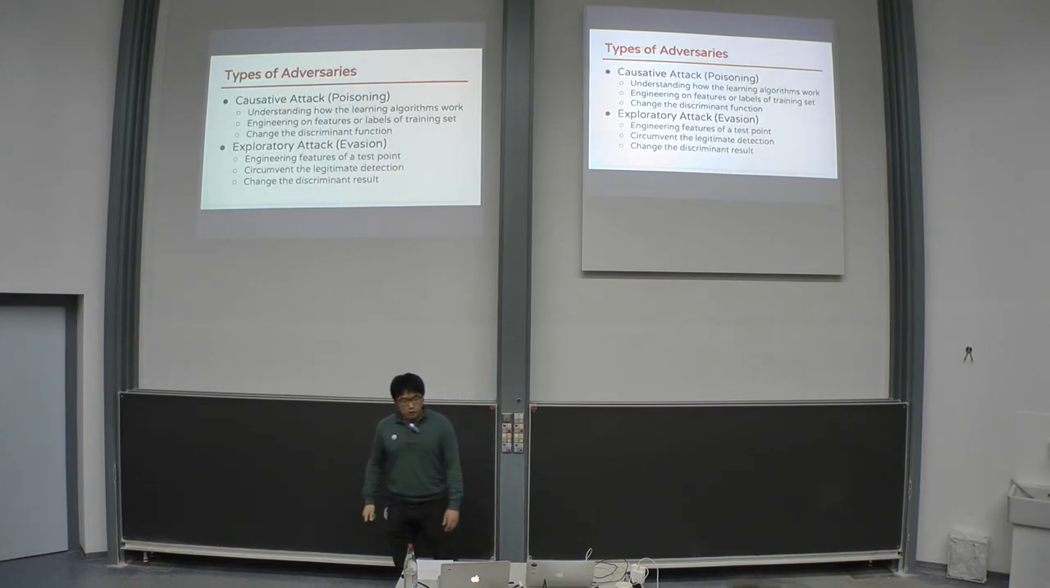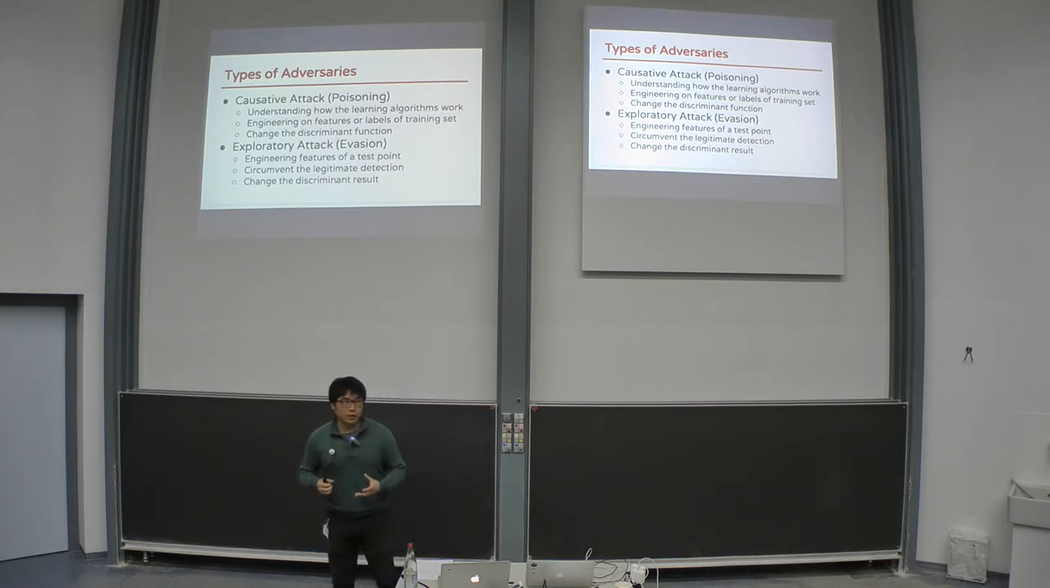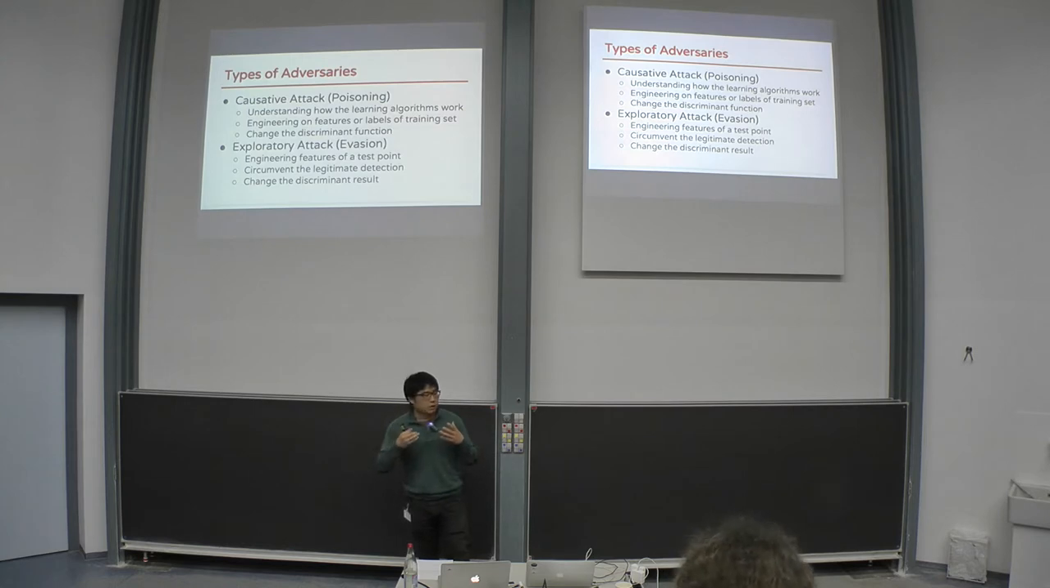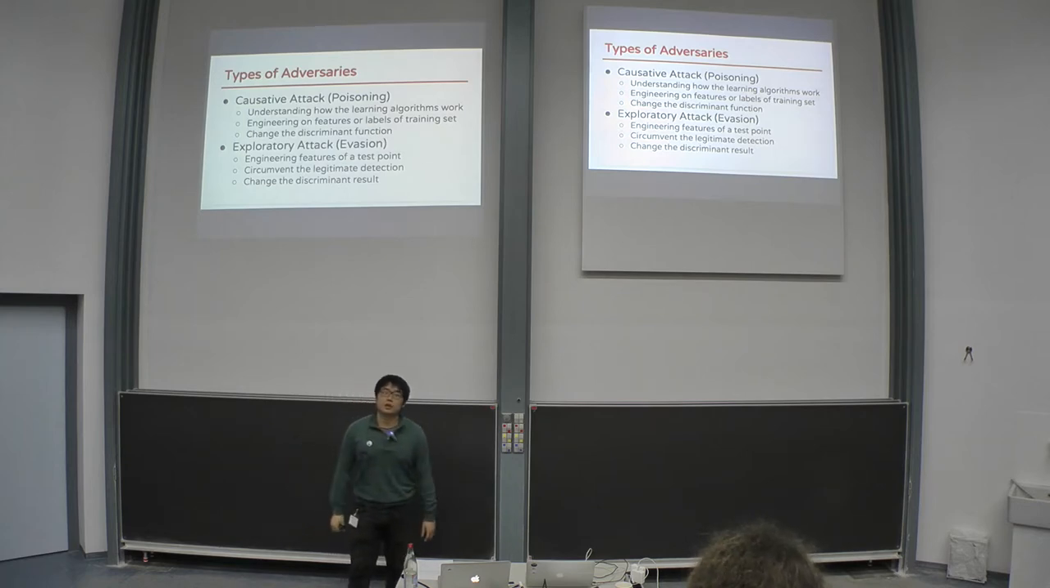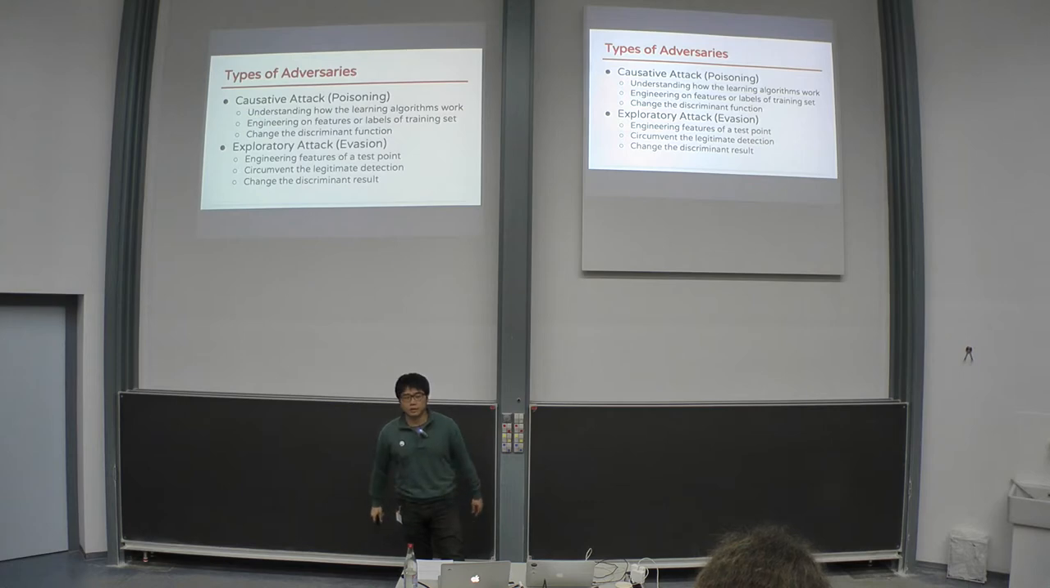So we already talked about it before. We have causative attack and exploratory attack. Just a few words more. The poisoning is what we are referring to as causative attack. The causative attack is, we now want to discover and investigate how our machine learning algorithm works. And then we can do engineering either on features or on the labels of training sets. And then we are poisoning your training sets. And if you haven't yet noticed, then you accidentally train on this tainted, poisoned data set, then you will change your discriminative function. That is what poisoning does.